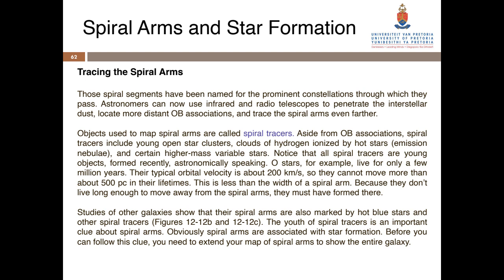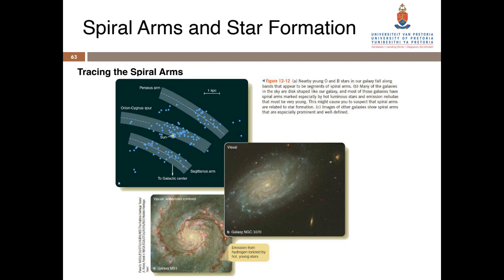Studies of other galaxies show that their spiral arms are also marked by hot blue stars and other spiral tracers. And the youth of the spiral tracers is an important clue about spiral arms. Obviously, spiral arms are associated with star formation, and before you can follow this clue, you need to extend your map of spiral arms to show the entire galaxy. So again, here is the same image. So this explains it now a little bit better.